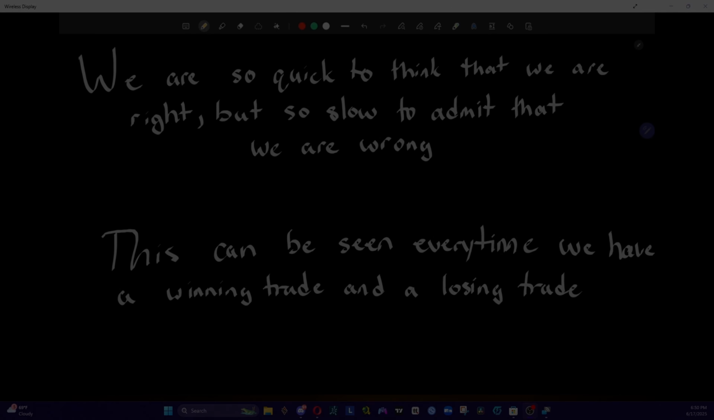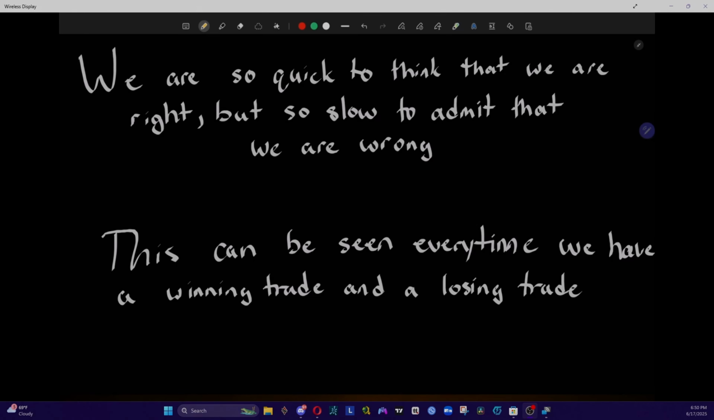So quick to think that we're right, but so slow to admit that we're wrong. And this can be seen every time we have a winning trade versus a losing trade. As we go throughout this document so far for what I've written, you'll see that it's an issue that all of us go through.